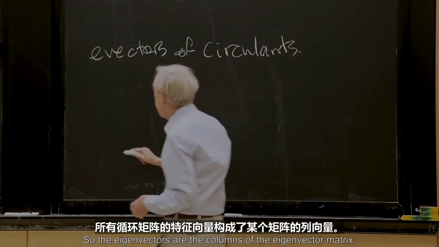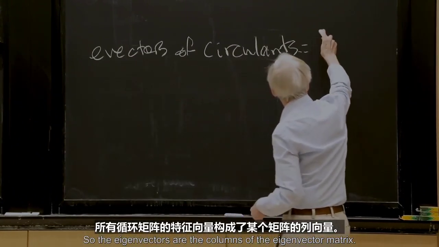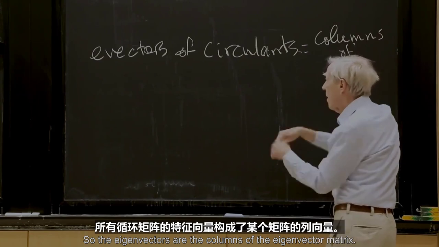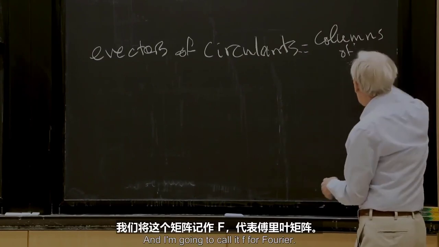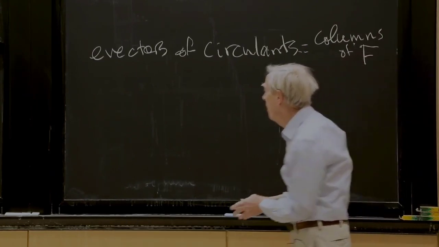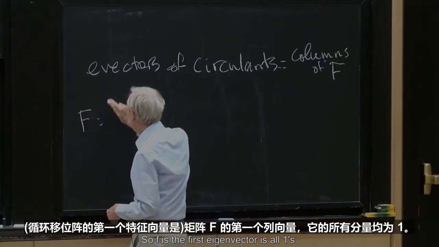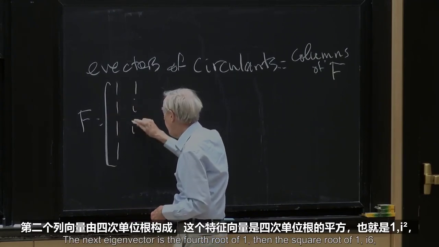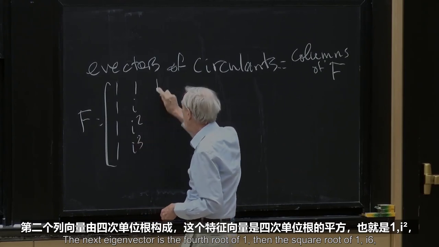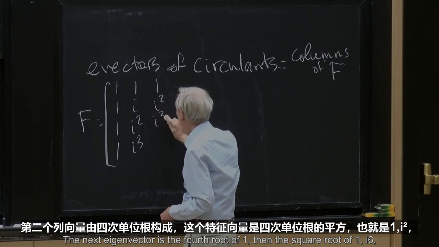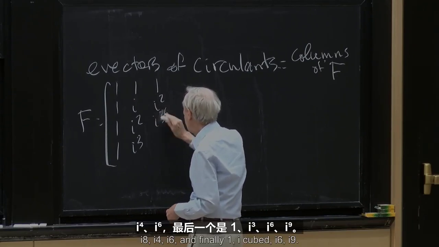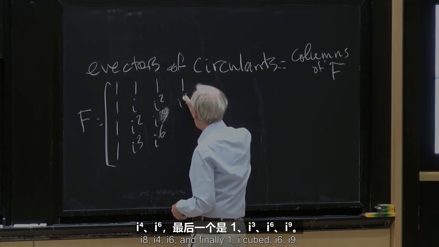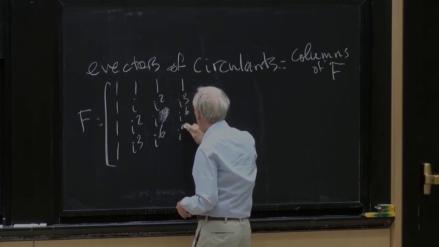So the eigenvectors are the columns of the eigenvector matrix, and I'm going to call it F for Fourier. So F: the first eigenvector is all ones. The next eigenvector is the fourth root of 1, then the square root of 1, i^6, i^8, i^4, i^6, and finally 1, i^3, i^6, i^9. Okay, that's F.